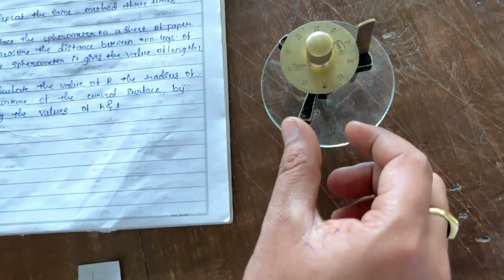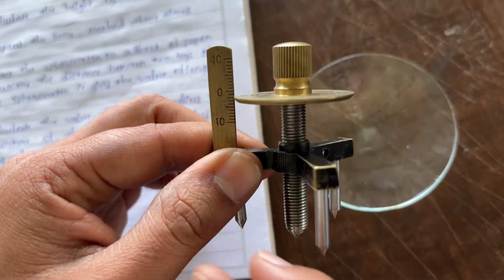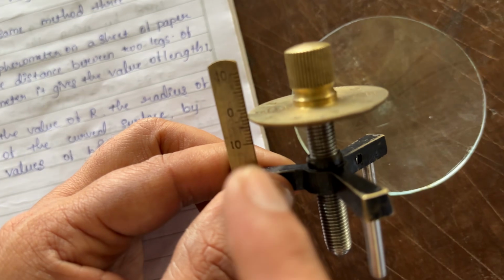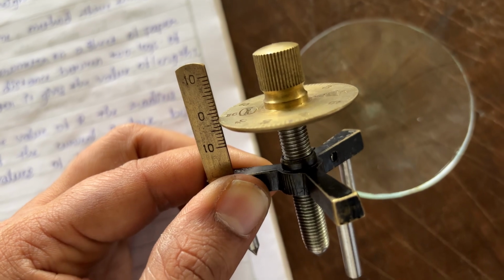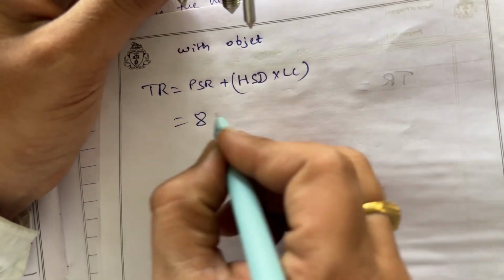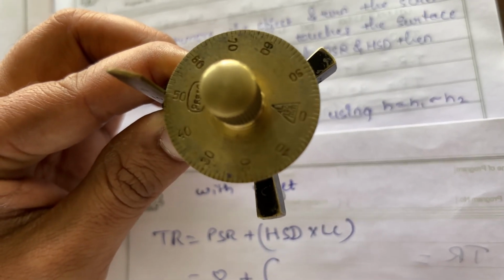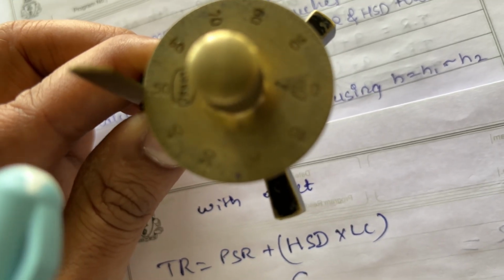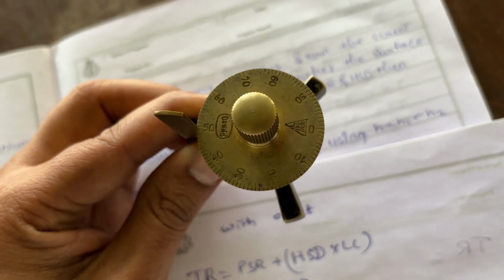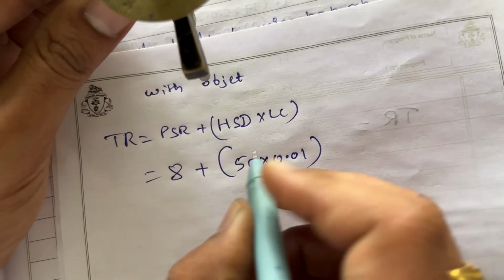Now we have to measure the readings. This is at the 8th division. From here you have to count 5, 6, 7, 8. I will note the 8 as the PSR. Plus HSD: here it is exactly at 50. 50 divisions are there. I will note it as 50 into LC 0.01.